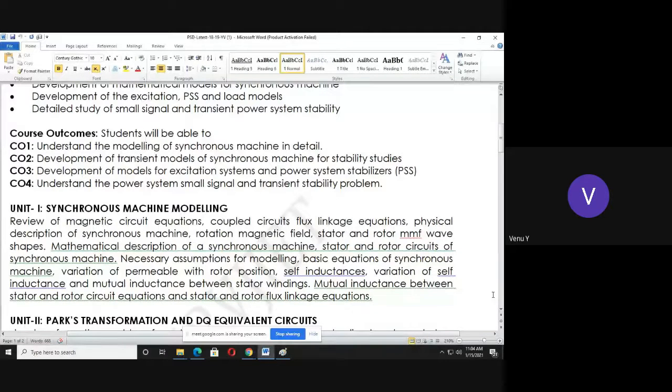Okay, good morning. Synchronous machine modeling, first unit. We have started the magnetic circuit equations, coupled circuits, and mutual inductances expressions, and then the physical description of the synchronous machine: rotating magnetic field, stator and rotor, circuits of synchronous machine, and MMF waves, mathematical description of synchronous machine, and necessary assumptions of modeling. So some of the contents were completed.